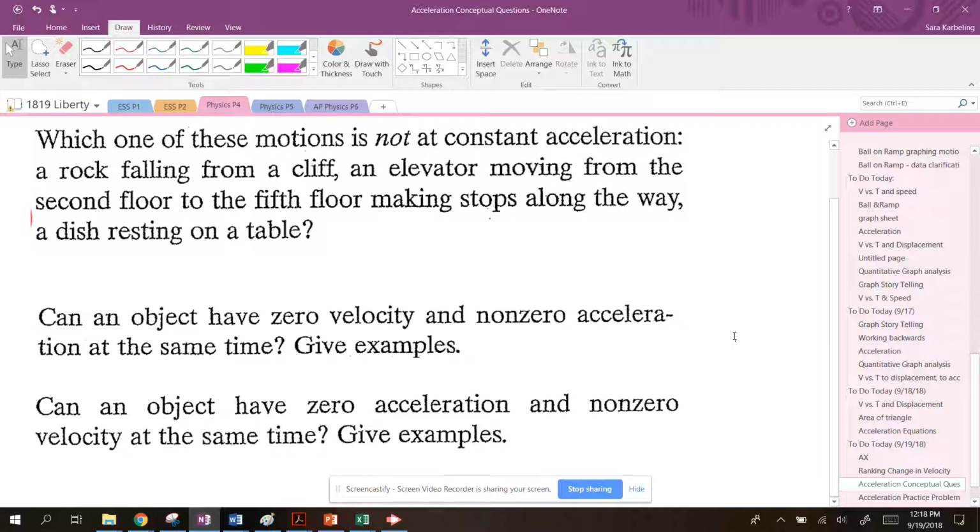How about the dish resting on the table? What'd you say? Constant acceleration of 0? Sure. And then what about the rock? What are we thinking about the rock falling from the cliff? First inclination is that constant or no?